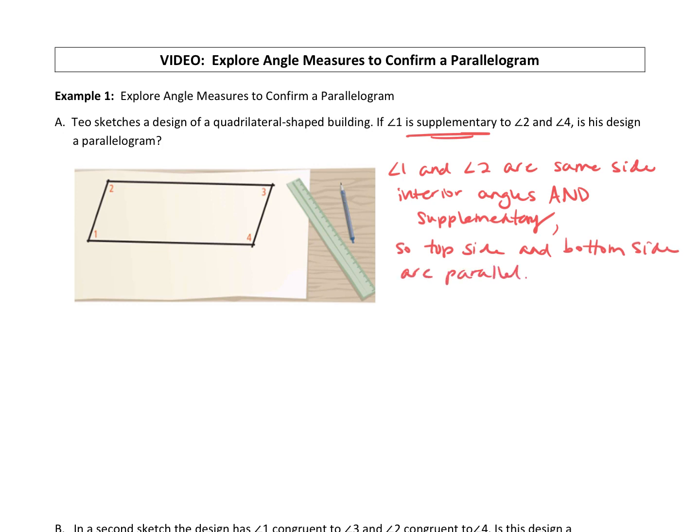So we can come over to our picture. We're saying that the top is parallel to the bottom. So we don't have a parallelogram yet because we just have one pair of parallel sides, could be a trapezoid. So let's explore what else we know.